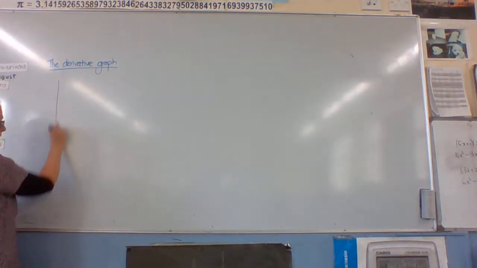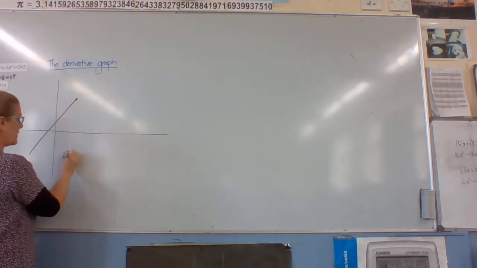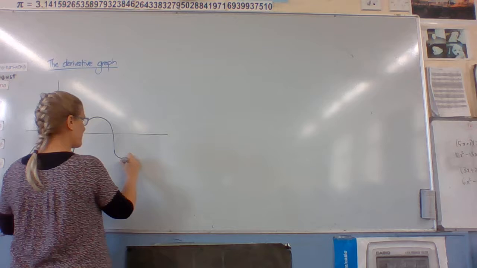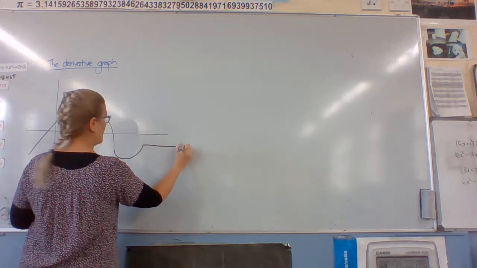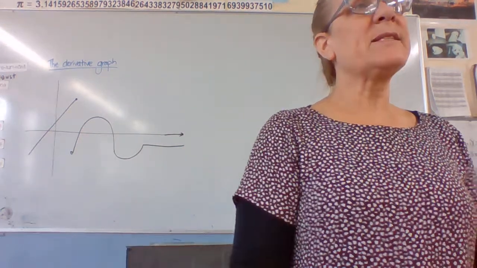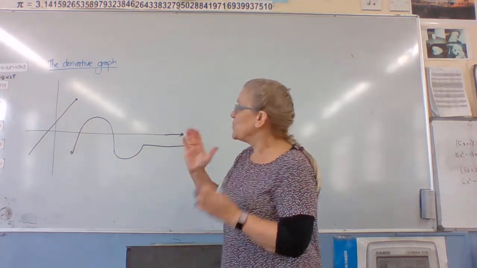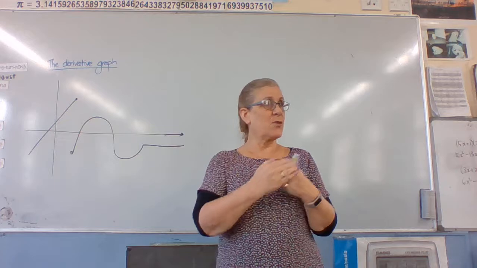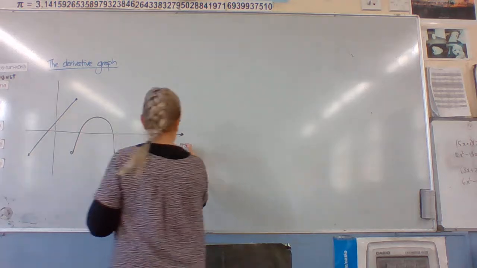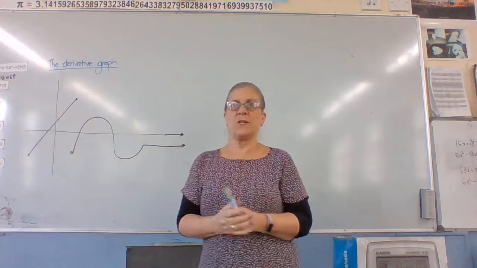So I'm just going to make up a graph here. Here's a graph. Okay, lots of bits and pieces happening on this graph. What we are actually trying to do is look at each bit individually and assess the gradient of it. Now, technically, it should have nice arrows on the end if it's continuing, or it should have dots on the end if it's not. So this first bit is a straight line.